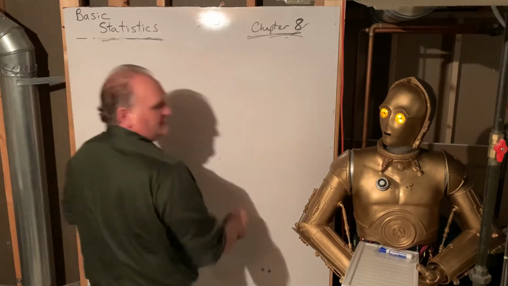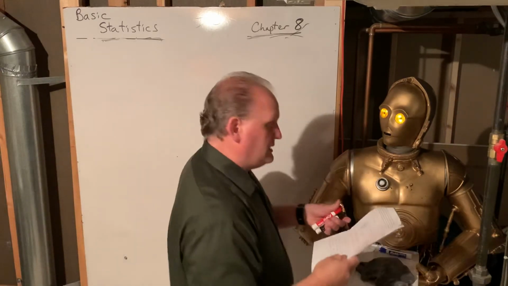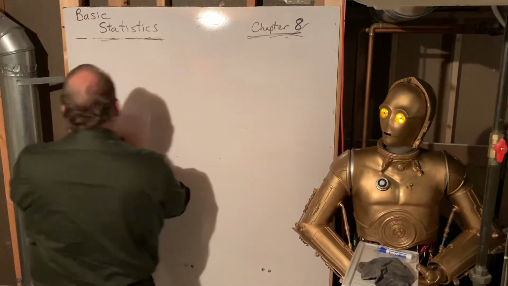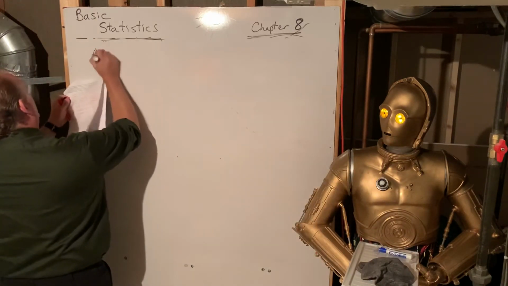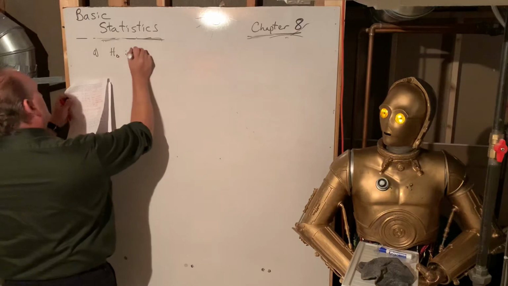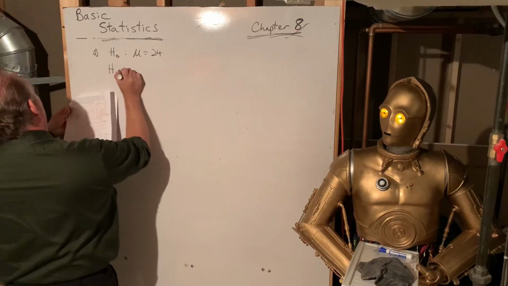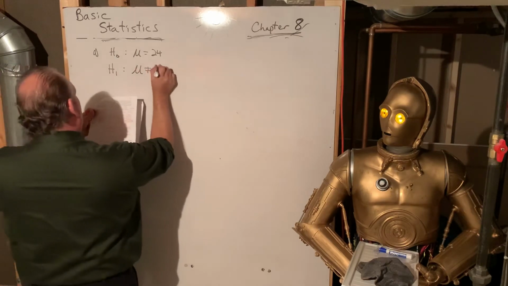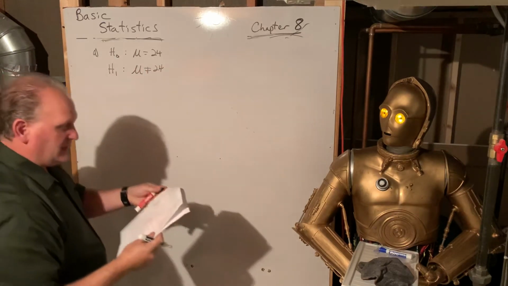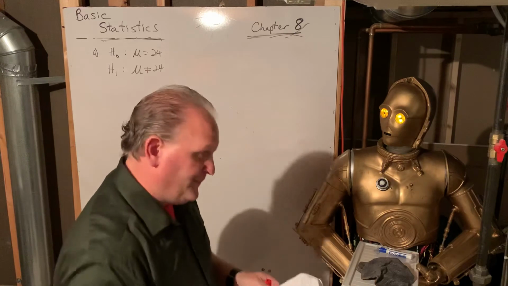And then post our results. So we're not going to do the 5 steps for this one. We're going to say, all right, the null is equal to 24. The alternative is not equal to 24. So let's build a confidence interval.